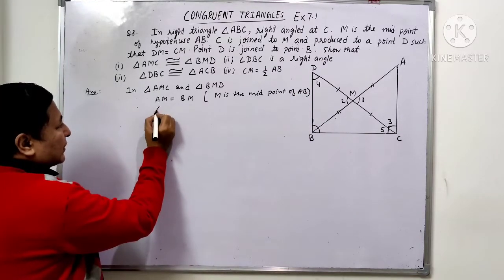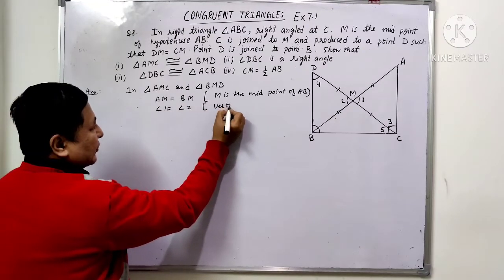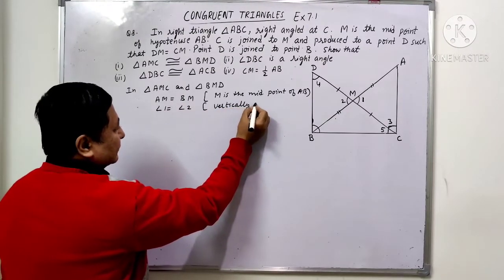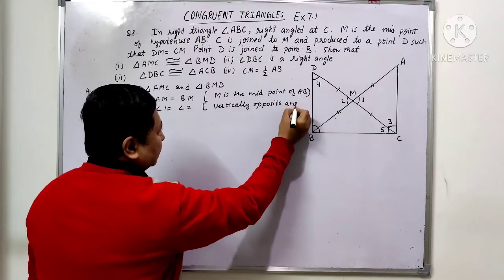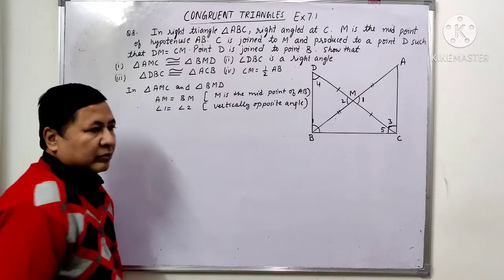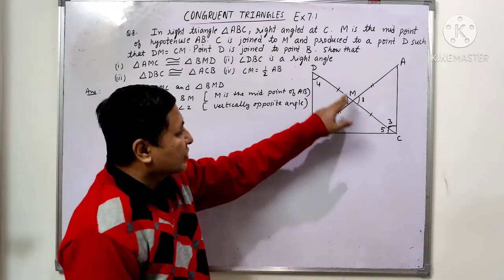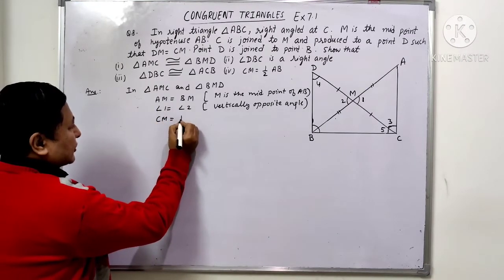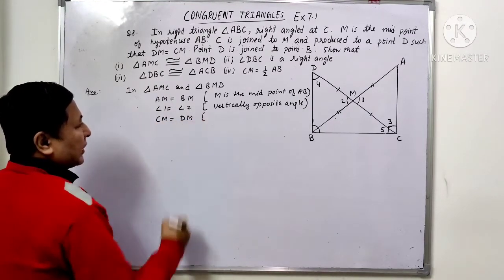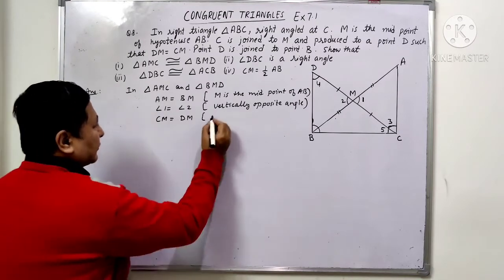Then angle 1 is equal to angle 2. The reason is vertically opposite angles. And one more thing is given, that DM and CM are equal. So you can write CM is equal to DM. The reason is that it is given in the question.